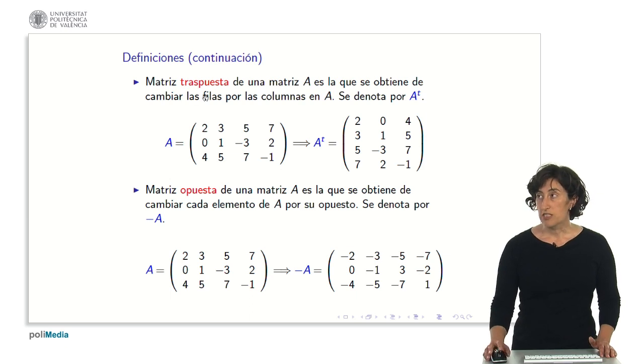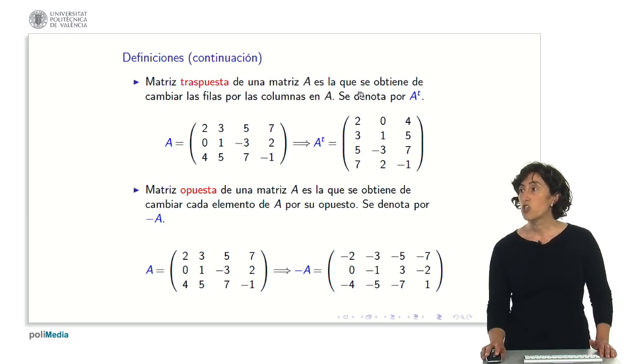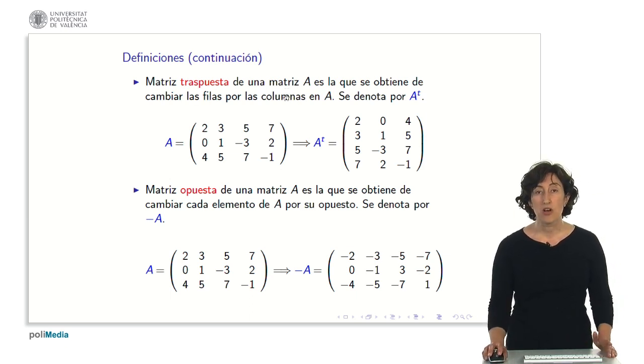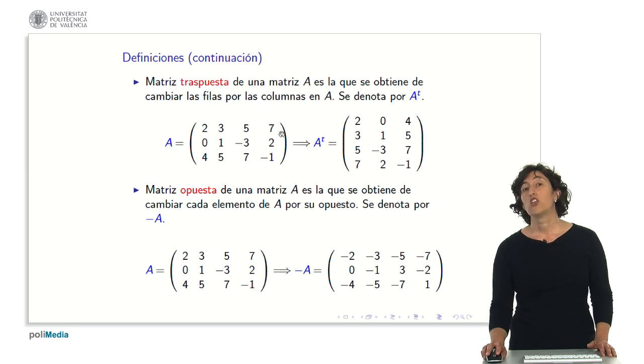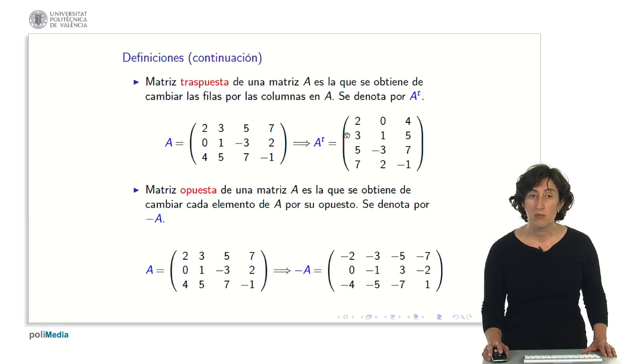The transpose of a matrix A is obtained by interchanging the rows by the columns in the matrix A. I mean, if I have this matrix A that has 3 rows and 4 columns, if I want to build its transpose, I simply have to put the first row as the first column, the second row as the second column, and the third row as the third column, which is going to have 4 rows and 3 columns. That is what we call the transposed matrix of a matrix A.